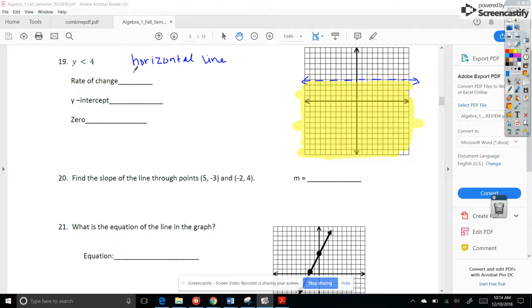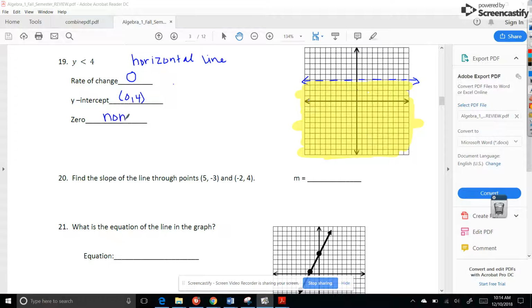Okay, my rate of change is 0 because it's a horizontal line. My y-intercept is 4, and I do not have an x-intercept. It never crosses because it's parallel to the x-axis.